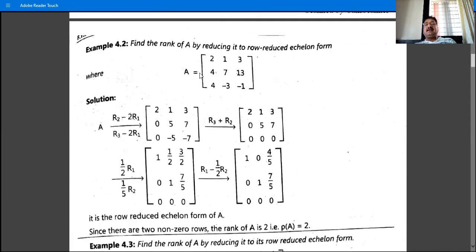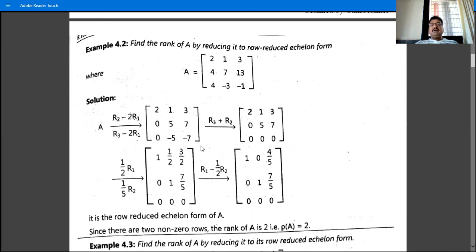So similarly, find the rank of A by reducing to row reduced echelon form. So we have to reduce this matrix to reduced row echelon form. So we have to first reduce these 4 and 4 to 0. So R2 minus 2 R1, R3 minus 2 R1, we have 0 at this place. Then R3 plus R2, because we have to reduce this element to 0 now.